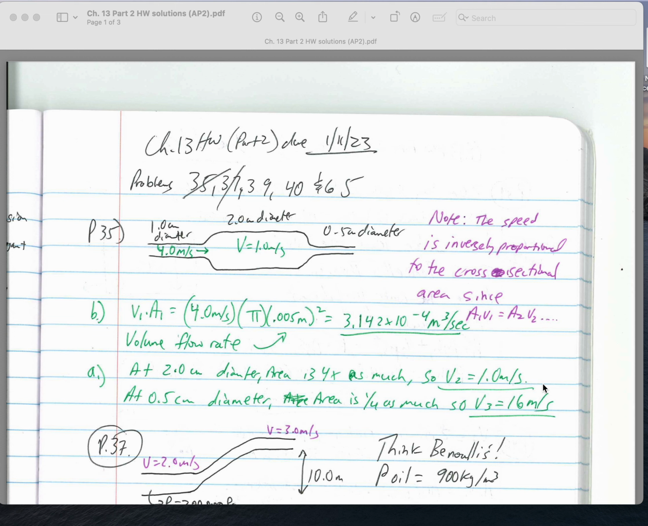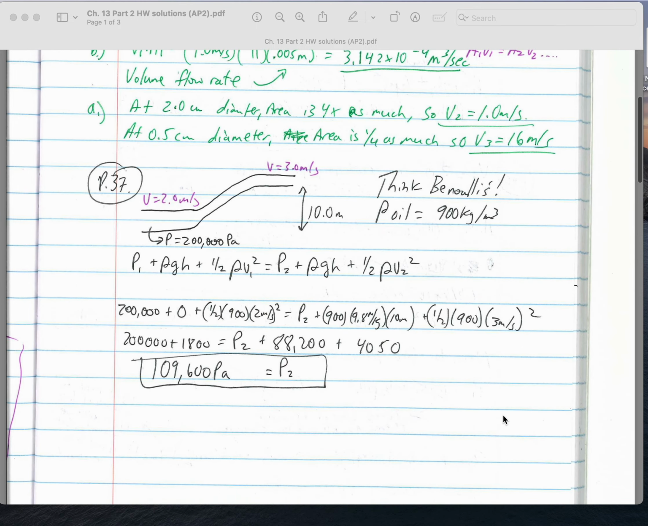The same way here, if this is 0.5 centimeters diameter, that means the cross-sectional area is going to be 1/4 that of what we had initially over here. And so therefore the speed would have to be 4 times as much. So that would be 16 meters per second.